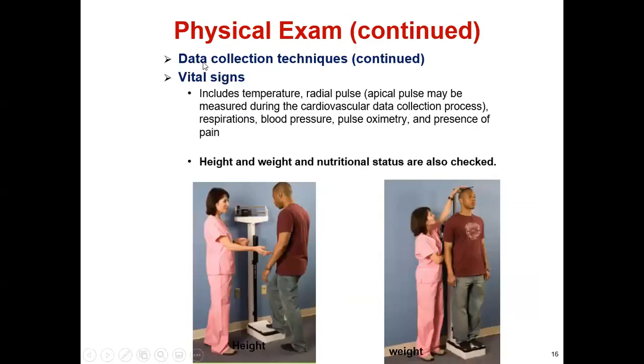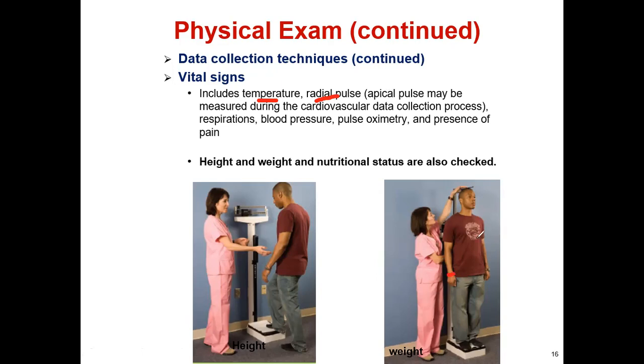Next, data collection techniques. Now we are going to focus on vital signs. Vital signs include temperature, radial pulse, respiration, blood pressure, pulse oximetry, and presence of pain. What is the normal body temperature? You should know. And radial pulse: the pulse you can get at the wrist joint is called the radial pulse.